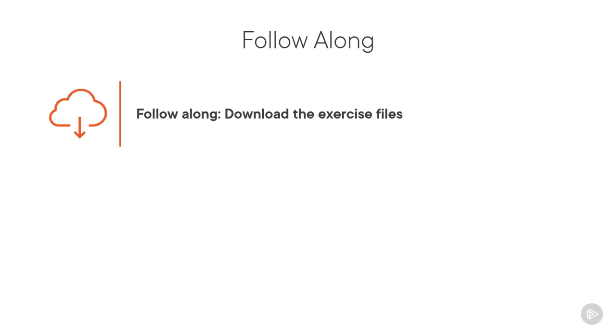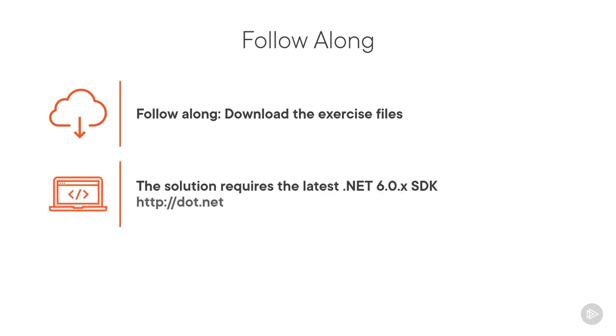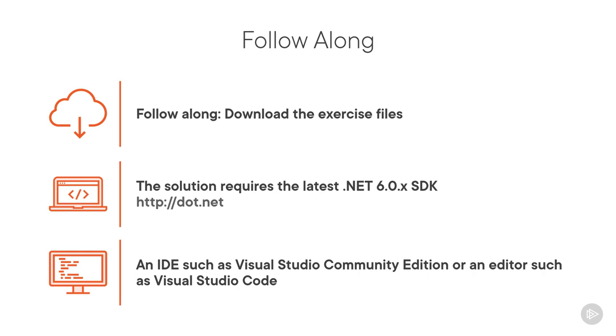If you'd like to follow along, you can download the code from the exercise files for this course. The solution relies on .NET 6, so you'll need the latest 6.0 or later SDK installed to build the solution. You can download this from the Microsoft website at dot.net. I'll be using Visual Studio 2022 to develop my solution, but you're free to use whichever IDE or editor that you prefer, as long as it supports .NET 6. I'm very excited to teach you about string manipulation and regex in C# 10, so let's get started on our journey.